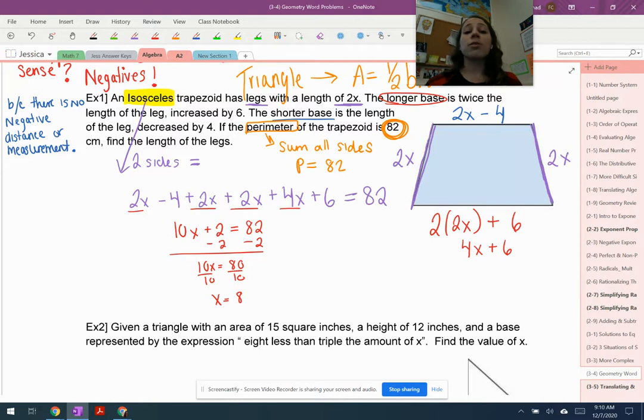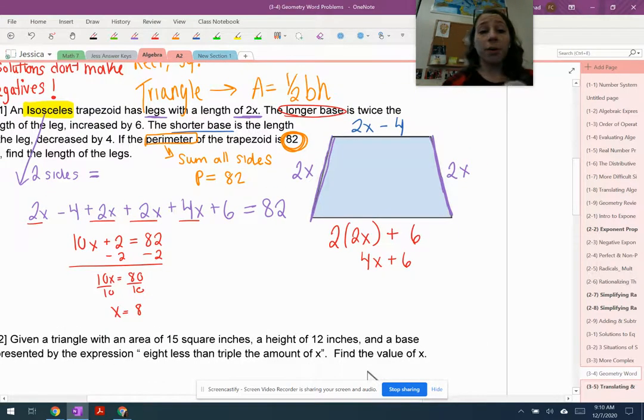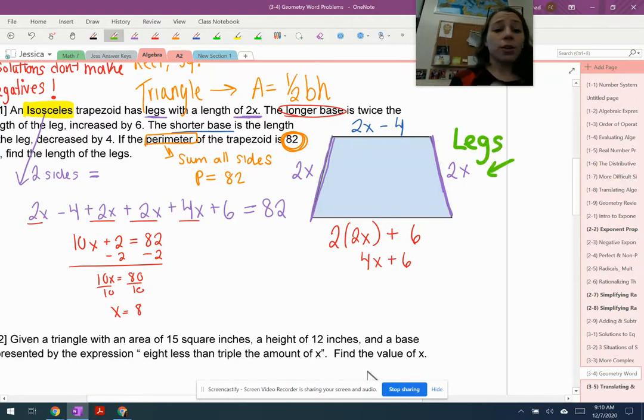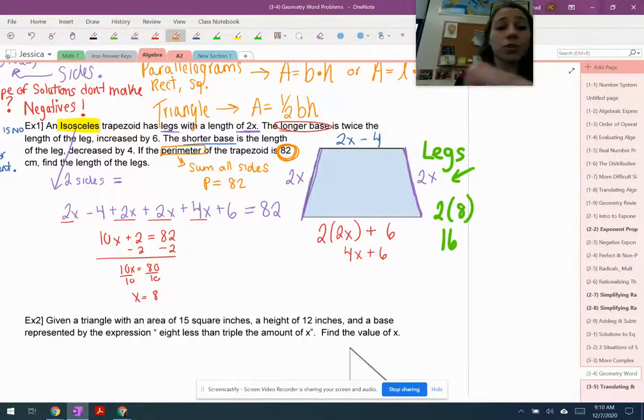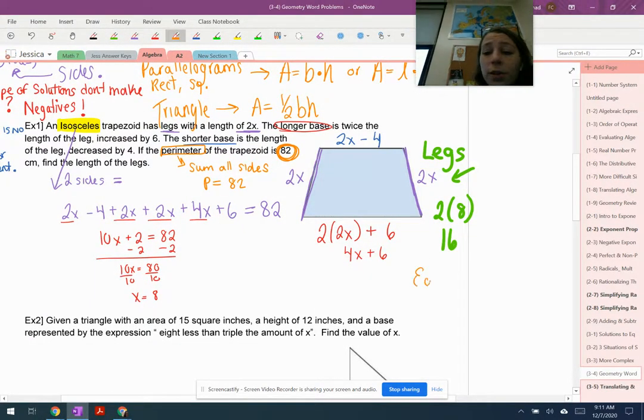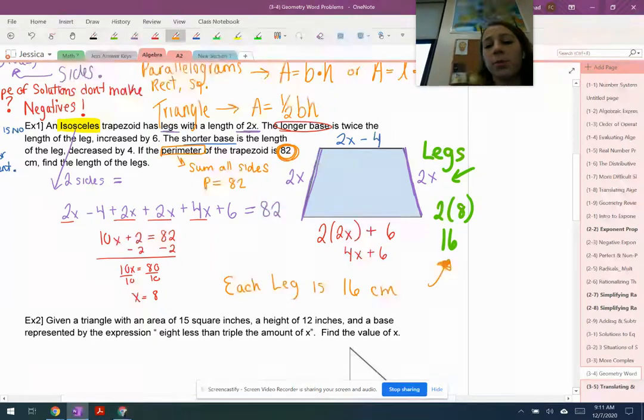The question was asking you to find the length of the legs, and x by itself is not the length of the legs. The length of the legs are, from our diagram over here, our legs are 2x. So if x is equal to 8, that would be 2 times 8. So that means the legs are 16 centimeters. So I'm just going to answer that question. So each leg is 16 centimeters. And that's where I got that from, right up there.